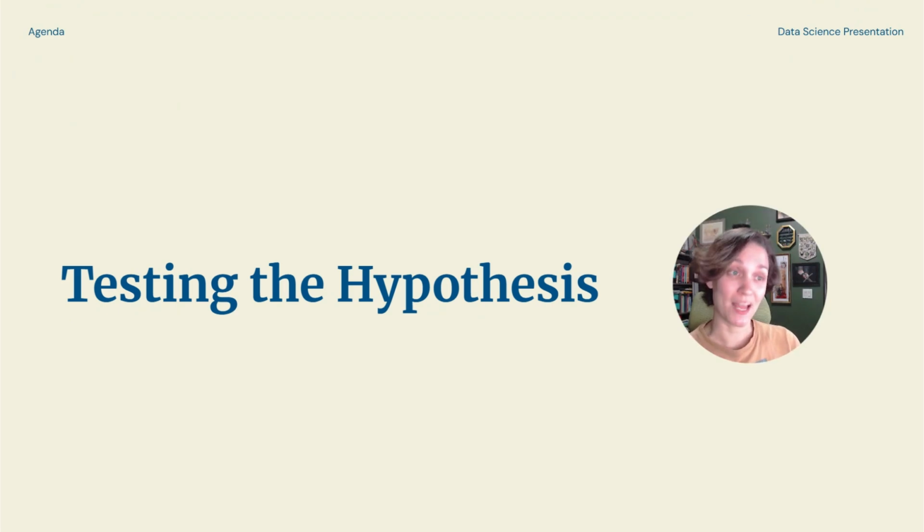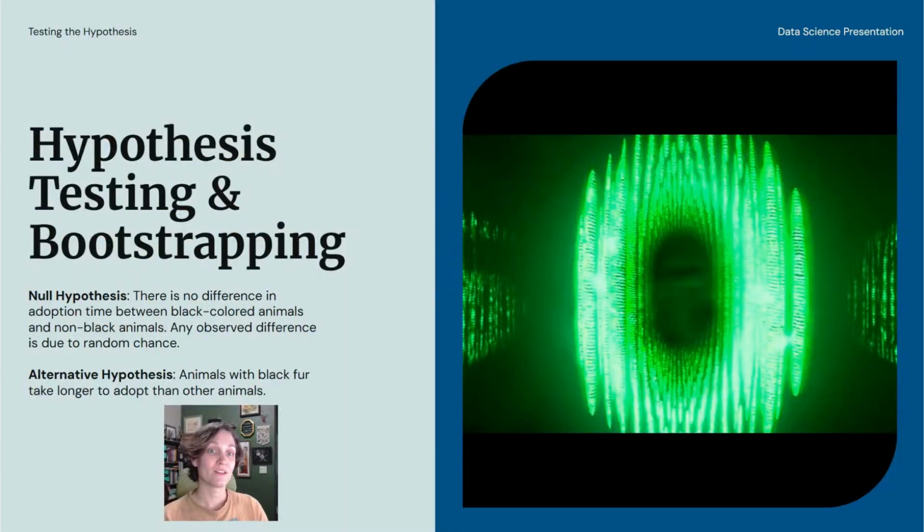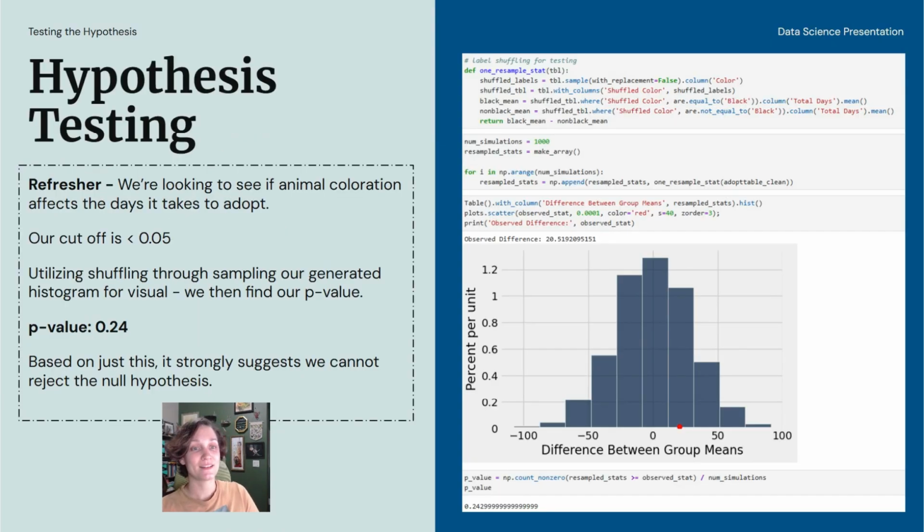Let's finally test the hypothesis. So far, like I said, it doesn't appear that fur coloration affects adoption, but what do the statistics say? First, let's define the hypotheses. For the null hypothesis, there is no difference in adoption time between black-colored animals and non-black animals. Any observed difference is due to random chance. Our alternative is that animals with black fur take longer, as we've been talking about. So, we're looking to see if animal coloration affects the days it takes to adopt.